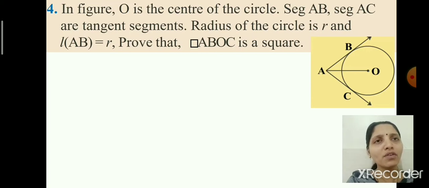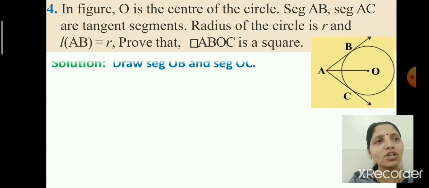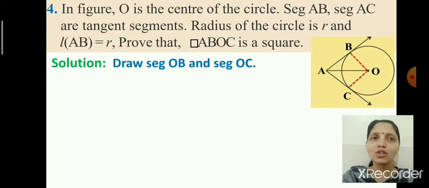Now if you observe this figure, you can see here segment AB and segment AC. These are the two tangent segments drawn to this circle with center O, and it is also given as length of AB is equal to R and radius of this circle is also R. So let's draw the radius here. So let's draw OB and segment OC. So what you can write here?